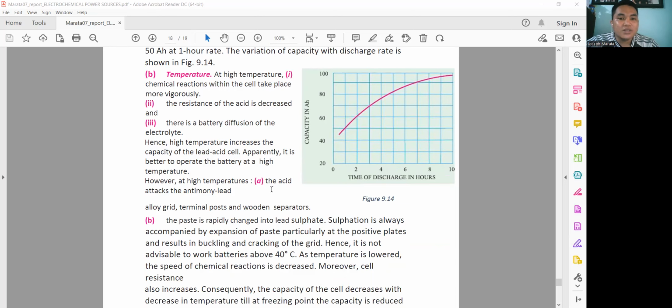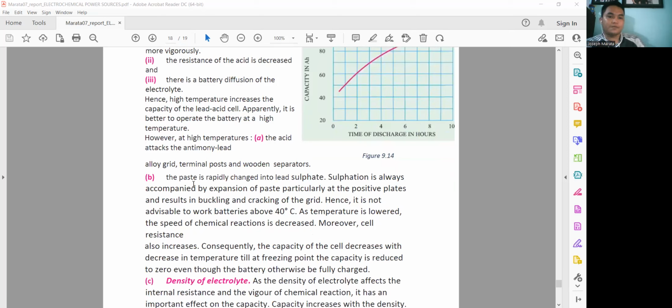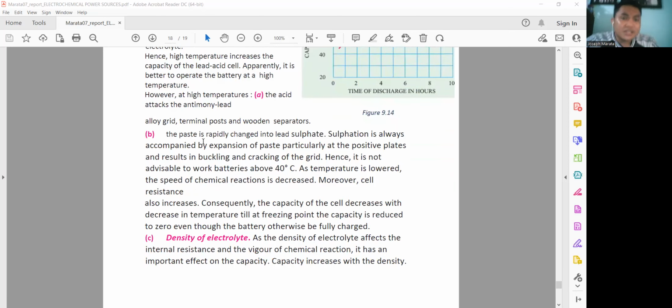However, at high temperatures, the acid attacks the antimony lead alloy grid, terminal post, or wooden separators. The paste is rapidly changed into lead sulfate. Sulfation is always accompanied by expansion of the plates, particularly at the positive plates, and results in buckling and cracking of the grid. Hence, it is not advisable to work batteries above 40 degrees Celsius.